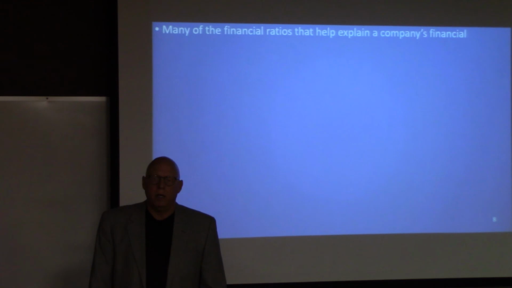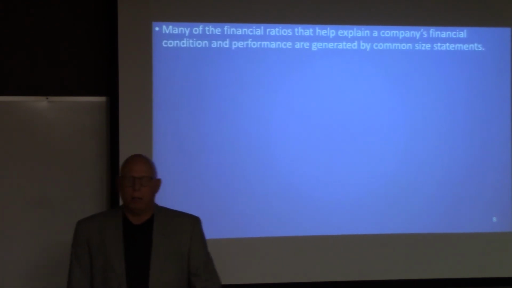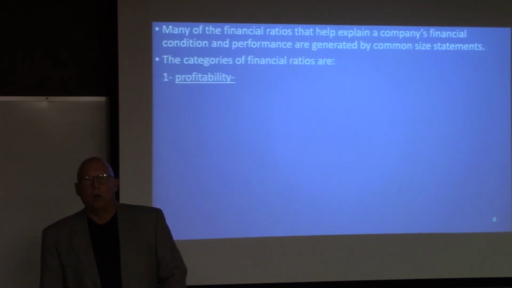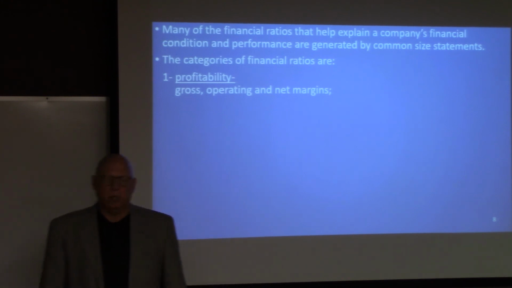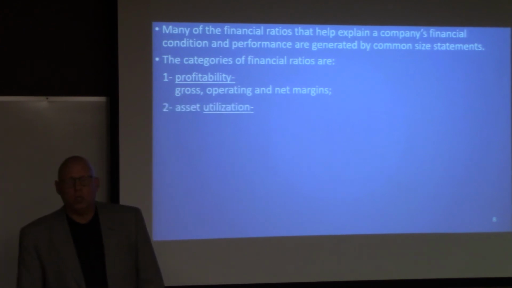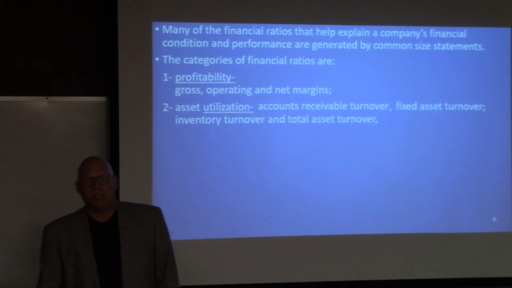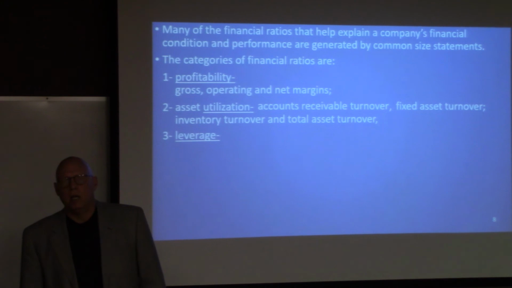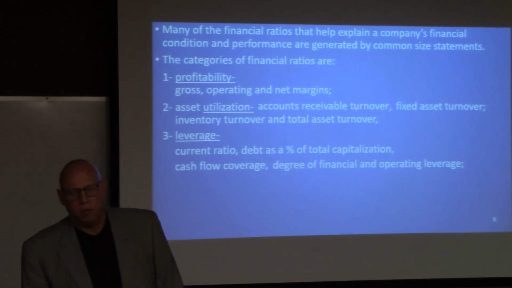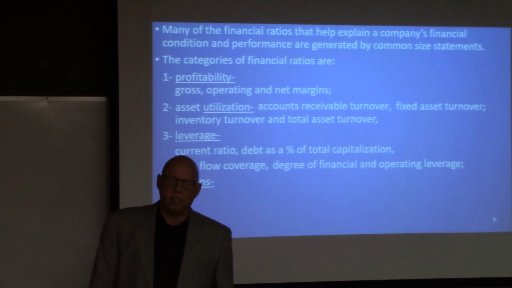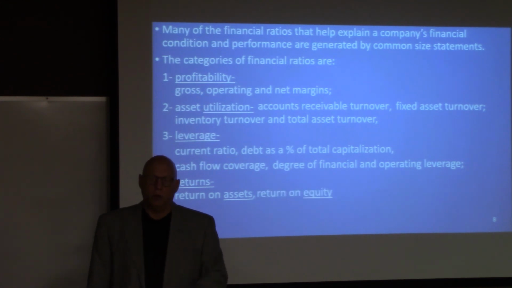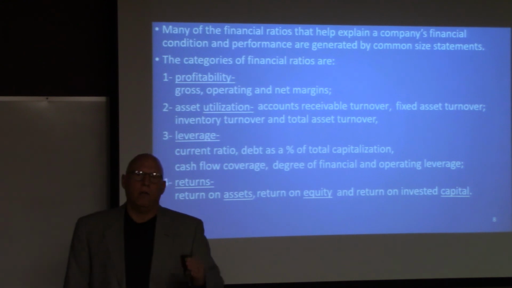Many of the financial ratios that help explain a company's financial condition and performance are generated by common size financial statements. And the categories of financial ratios are, as we mentioned earlier, profitability. These are the things that analysts look at: gross profit, operating profit, net profit. Asset utilization, okay? We'll be looking at accounts receivable turnover, fixed asset turnover, inventory turnover, and total asset turnover. How are we using the assets that we've purchased? Then we look at leverage. How leveraged up are we? What is our ability to pay our debt and our obligations? We'll look at the current ratio, debt as a percentage of total capitalization, cash flow coverage, and the degree of financial and operating leverage. Okay, then lastly, we'll look at returns, and we'll focus on return on assets, return on equity, and return on invested capital. As we're doing our financial analysis, these are the ratios that we pay close attention to.